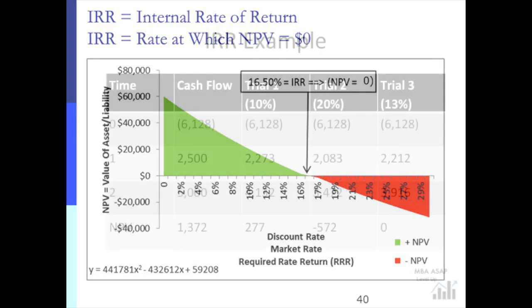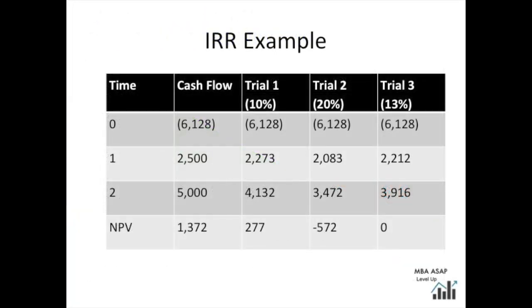That's a good project. Here's a table with some other numbers in it, and it has a time 0, 1, 2, and then the NPV. The cash flow is, at time 0, a cost of $6,128. At the end of year one, we're going to get $2,500, and at the end of year two, we're going to get $5,000. So when we look at that, if you just add them up, the sum of all the numbers with no discounting is $1,372. So it looks like a good deal. It's profitable that way.